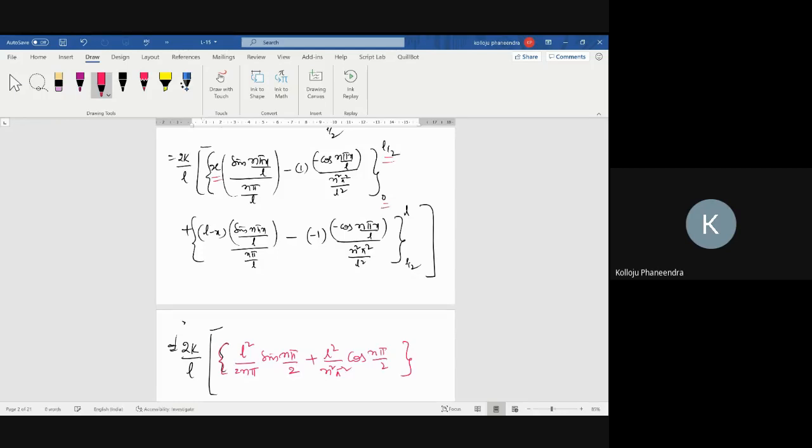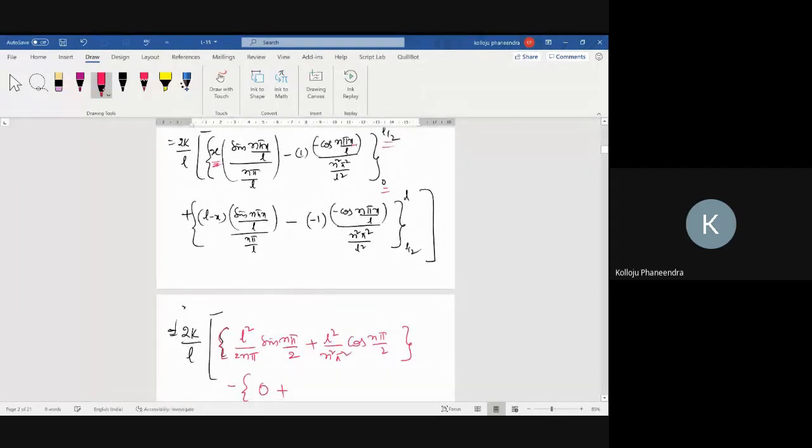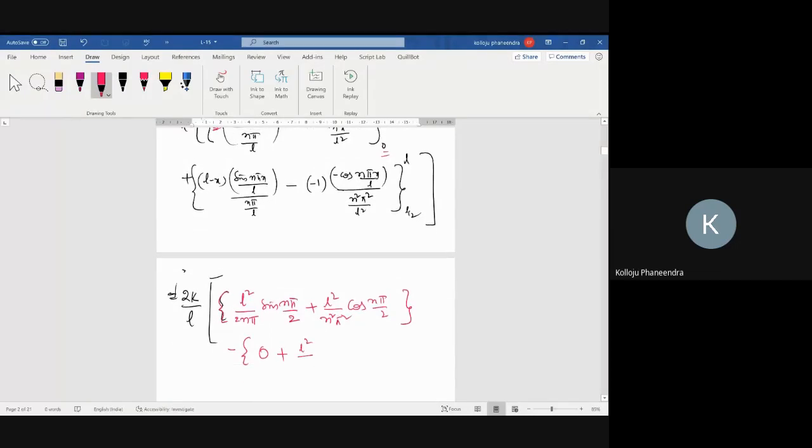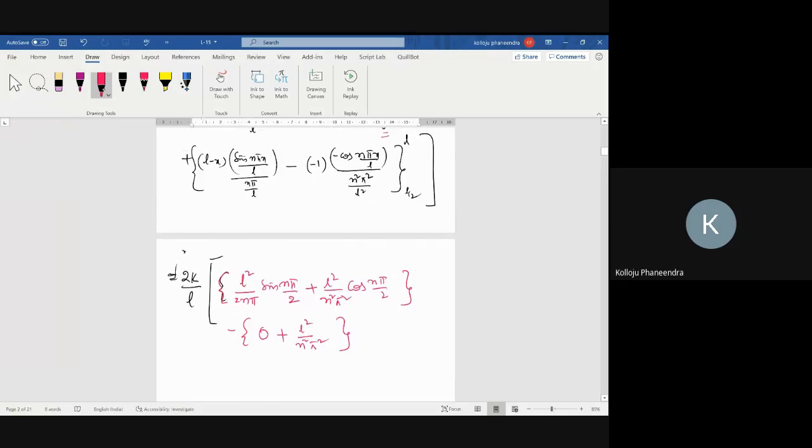Coming to lower limit 0, 0 into something is 0. So minus, the first term will be 0 plus, and coming to here, 0, cos 0 value is 1. So the remaining part is L square by n square pi square. This is the lower limit for the first bracket function. Coming to the second one, plus this L in this entire: L minus L, upper limit first term 0, and here minus minus minus. So this is minus L square by n square pi square, and L gets cancelled. Remaining part is cos n pi.